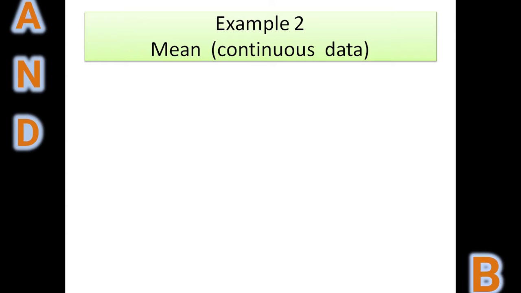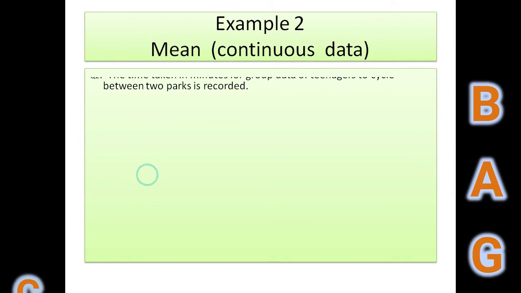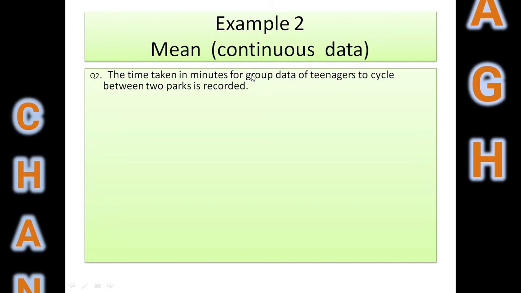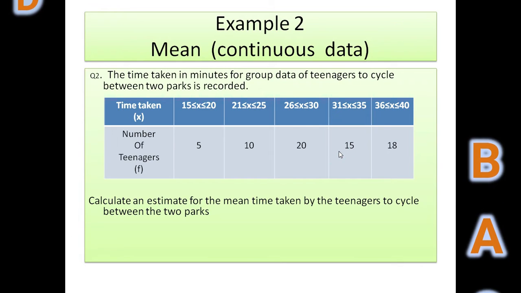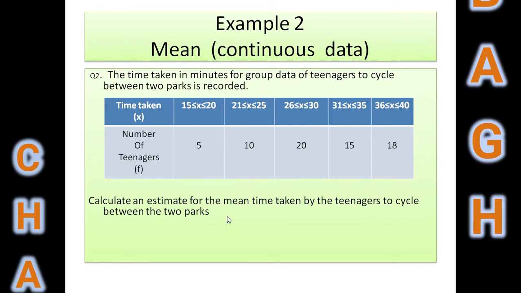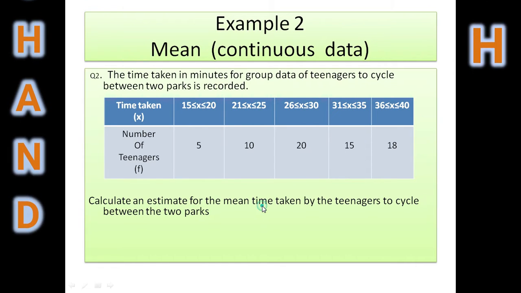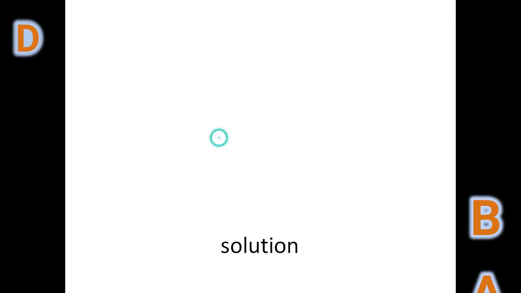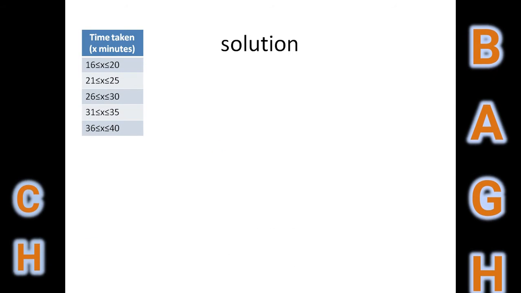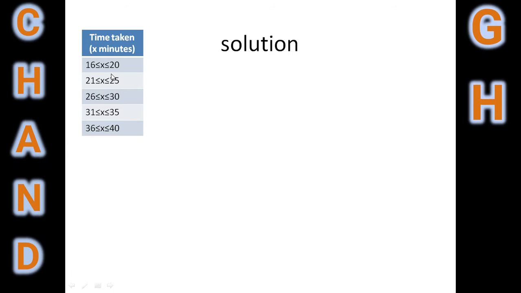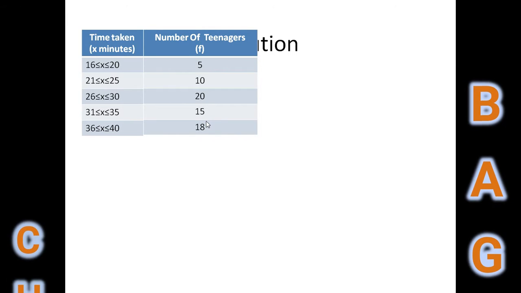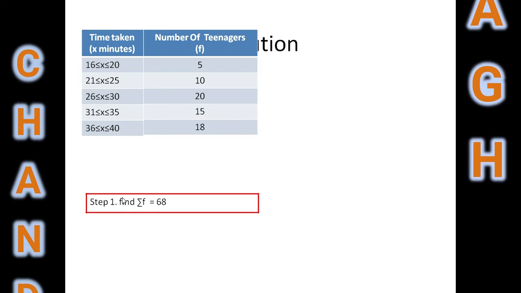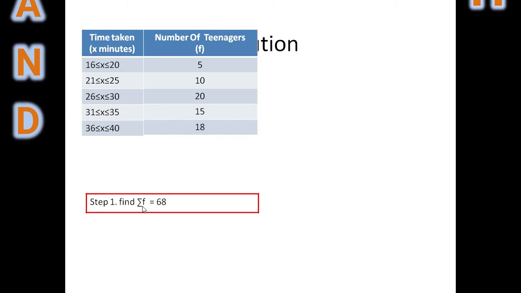Here is one more example so you can understand more about mean with continuous data. The question is: the time taken in minutes for a group of teenagers to cycle between two parks is recorded. We have to calculate the mean time from one park to the second park. This is the solution. This is the first table, the time taken from one park to the second. This is the frequency, the number of teenagers: 5, 10, 20, 15 and 18.